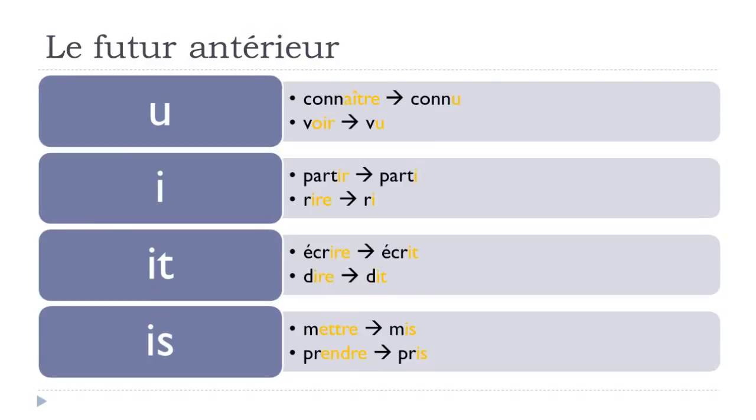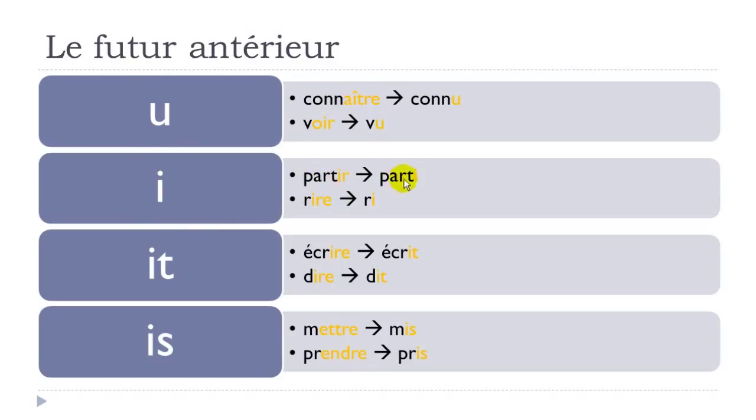Okay, so let's see now the third group. It's a tricky group. As I said, I've been making a video and you've got more examples, but still, here are the main subcategories, if you want. The ones that end with U, like here and here: connaître, connu. Connaître is to know. Voir, to see, vu. Okay, then ending with I.